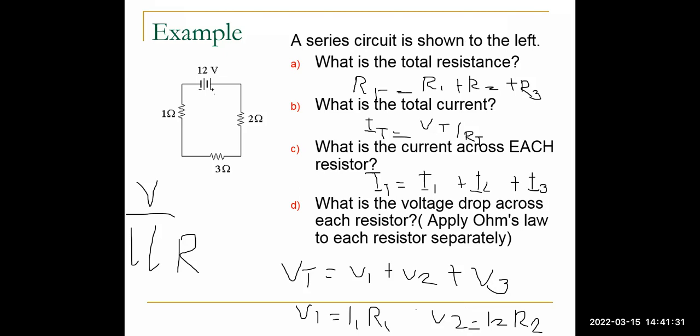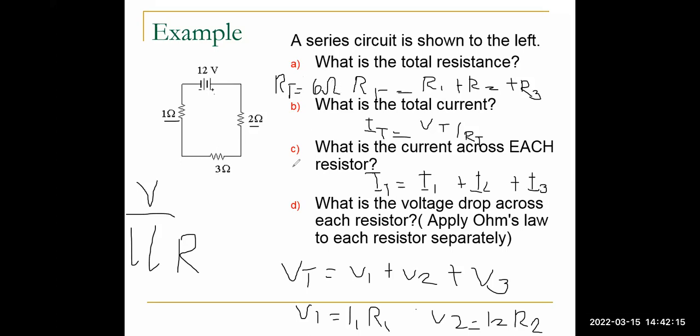We have 12 volts, 1 ohm, 2 ohms, and 3 ohms. So using the formula RT is equivalent to R1 plus R2 plus R3, what is the total resistance? Please solve. 1 plus 2 is 3, plus 3 is 6. So our RT is equivalent to 6 ohms.